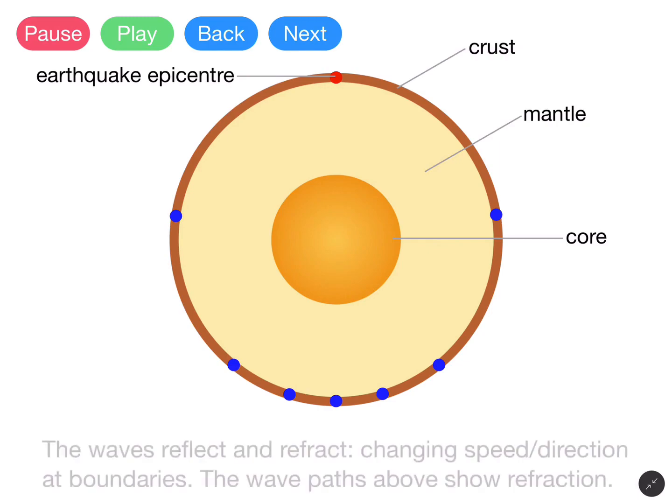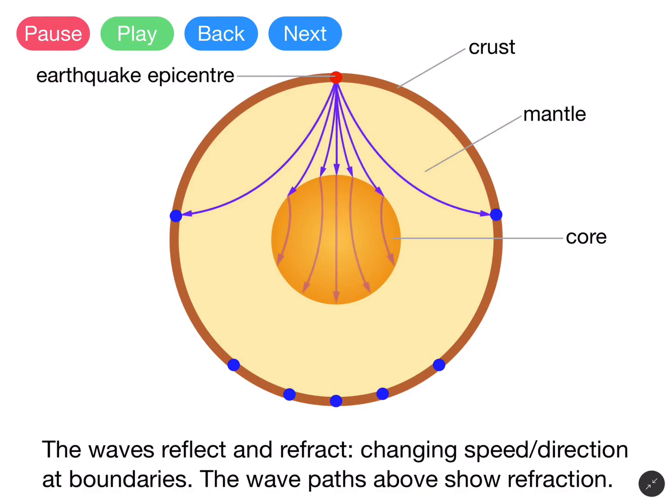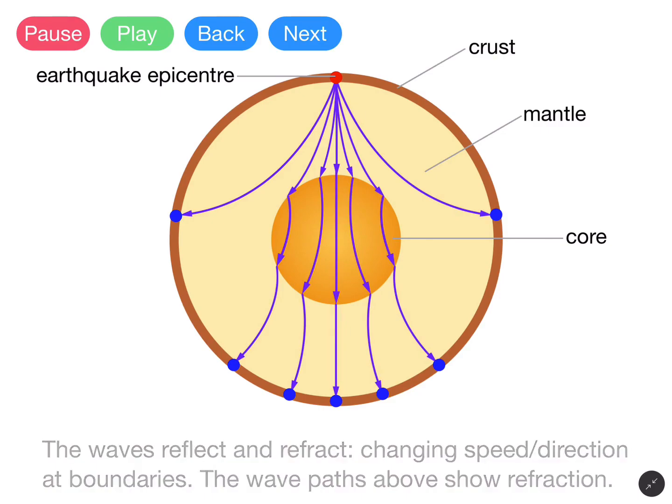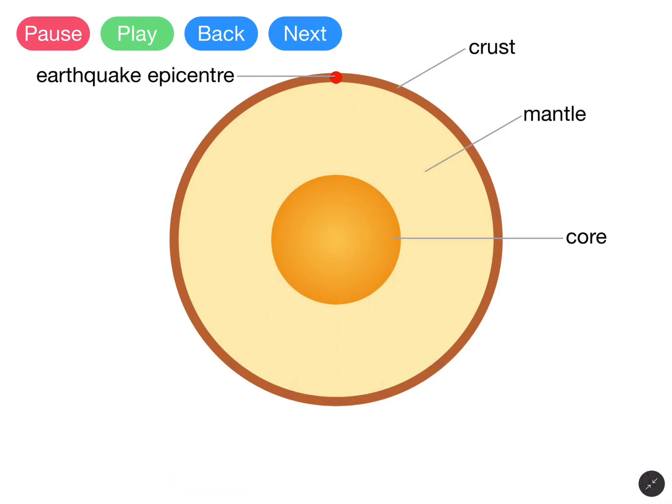If you look closely at the path of the blue dots, which represent the waves, you can see that when they reach the core, they change direction slightly, and again when they leave the core. This is refraction. Now, because primary waves can travel through both solids and liquids, they travel everywhere inside the Earth, including through the outer part of the core, which is liquid.